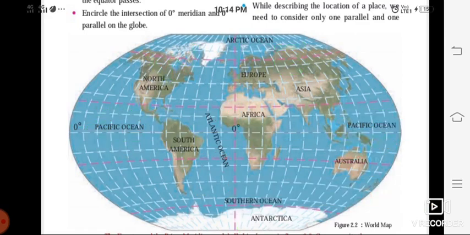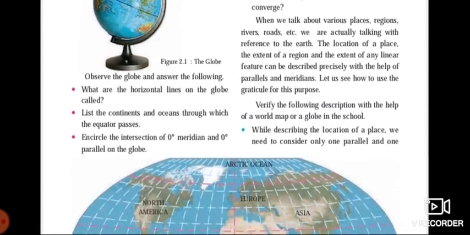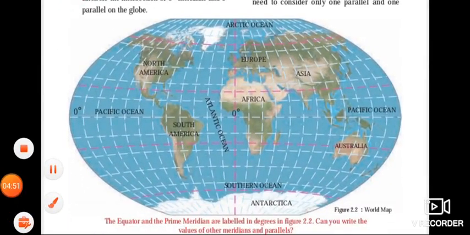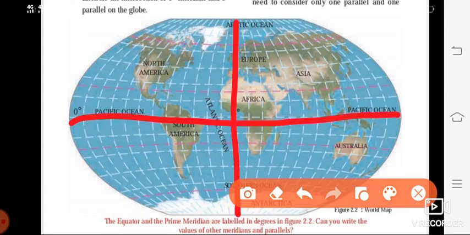Okay. Now the next question. Which continents are spread in all the 4 hemispheres? If you will see, again we will draw both the 0 degree parallel and meridian. What is this? 0 degree meridian. And what is this? 0 degree parallel.